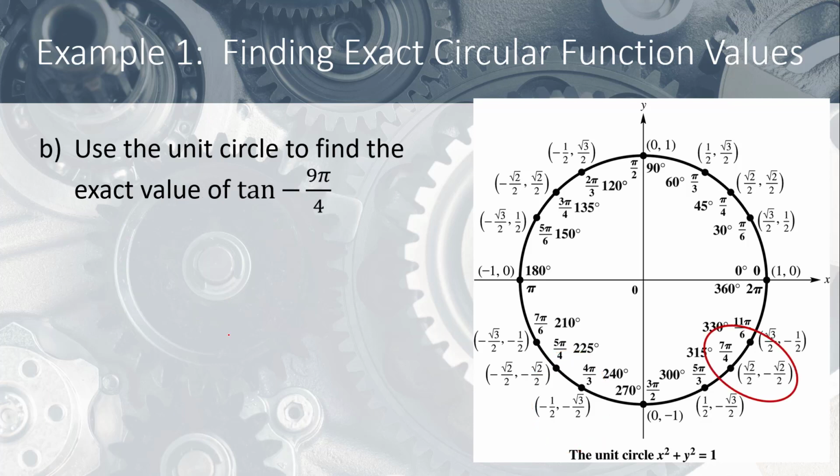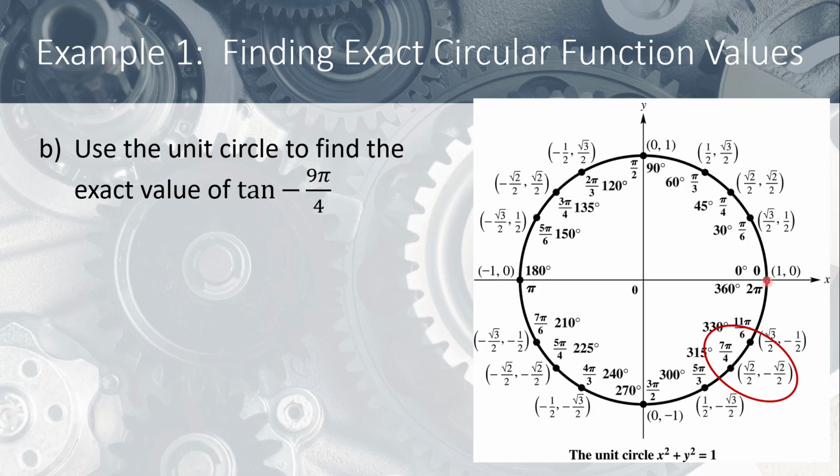Okay, now we want to use the unit circle to find the exact value of tangent of negative 9 pi over 4. So, how do we do that? Well, let's start here, where theta is equal to 0, and we are going to go around the unit circle 9 pi over 4 radians. We're going to trace an arc length of negative 9 pi over 4, which basically means we're going to go in the negative direction, which in this case is clockwise.